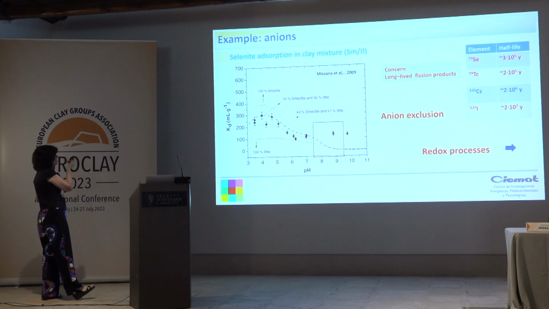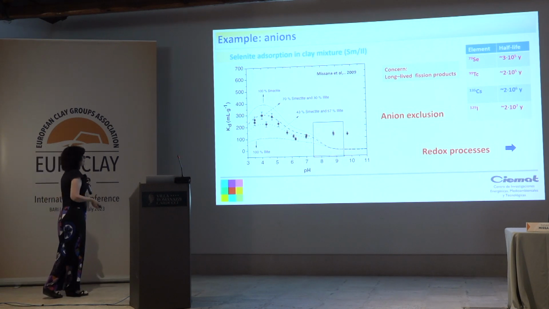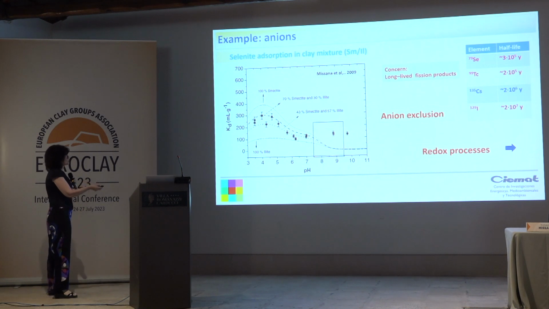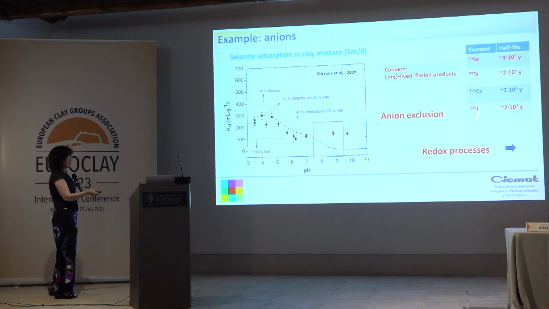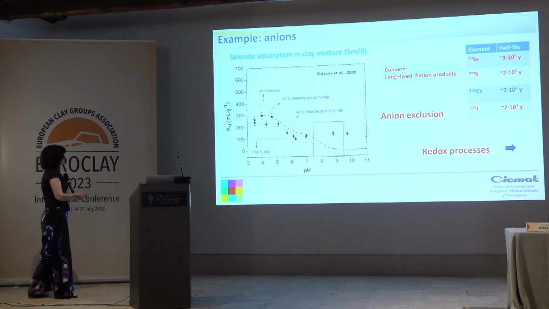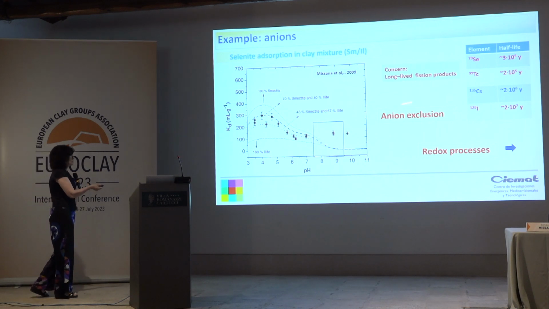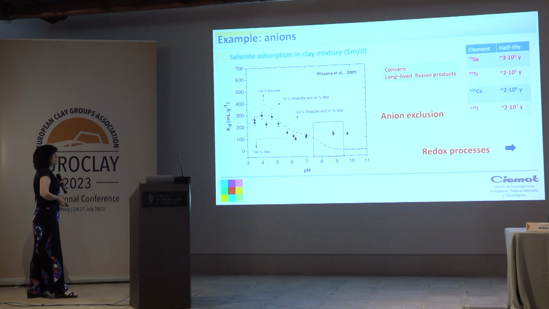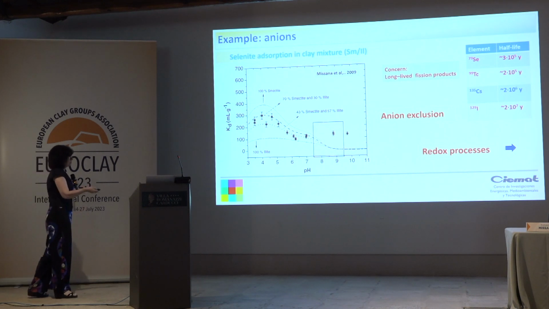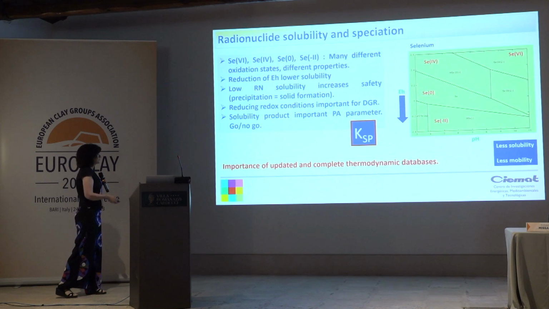This is an example of anions. Anions are negatively charged. It is a problem because most of the long-lived fission products which are of concern are anionic. This is an example of the adsorption of selenite in a clay mixture of illite and smectite, and in the pH region of interest for DGRs, the sorption will be very small. So we can rely in part on ion exclusion for migration in clay, and better maybe on redox processes.